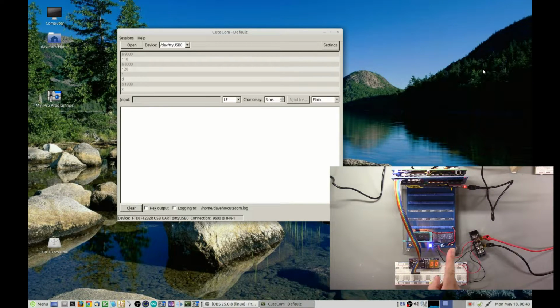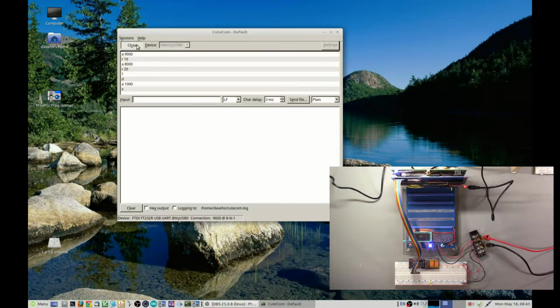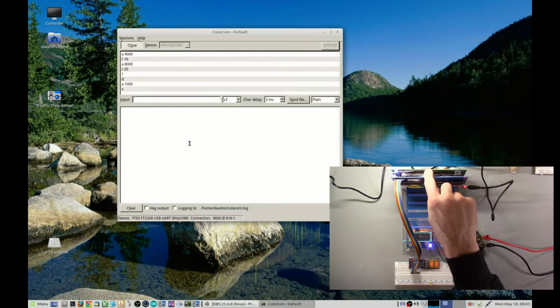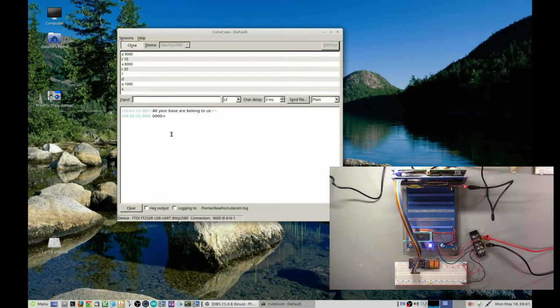I have the system powered on. I have QtCom, the serial terminal program, opened. So let's open the USB serial device. Okay, that looks like it worked. So let's reset and see if we get a prompt, and we do. So that looks promising. And let's load the test program.